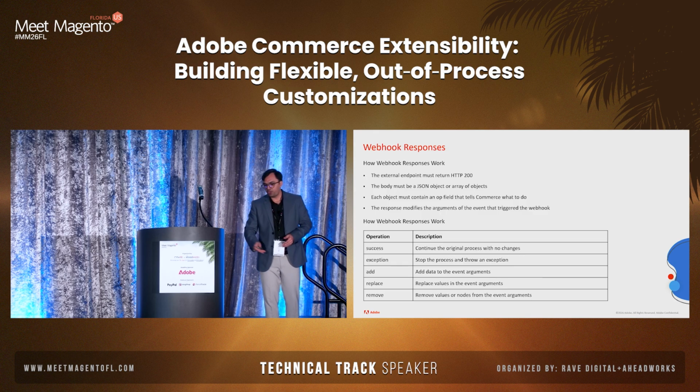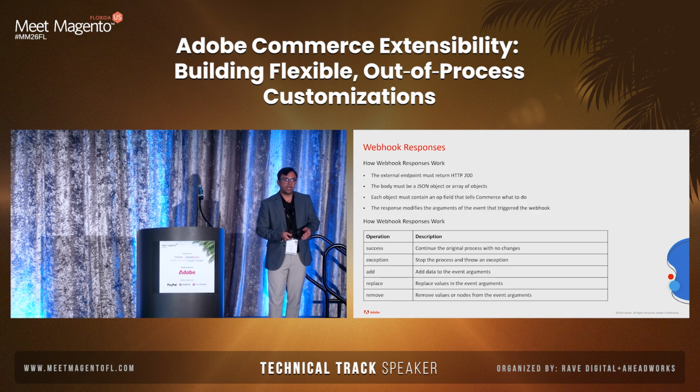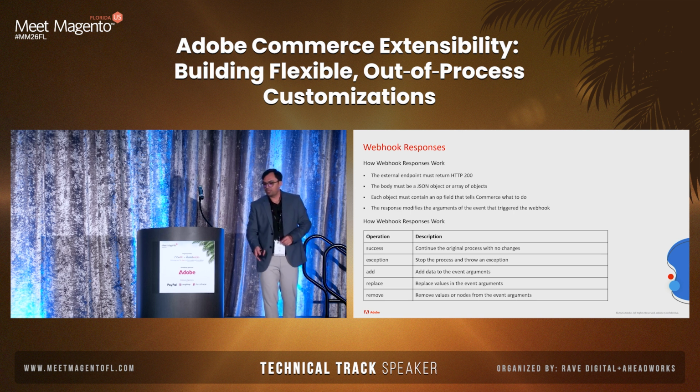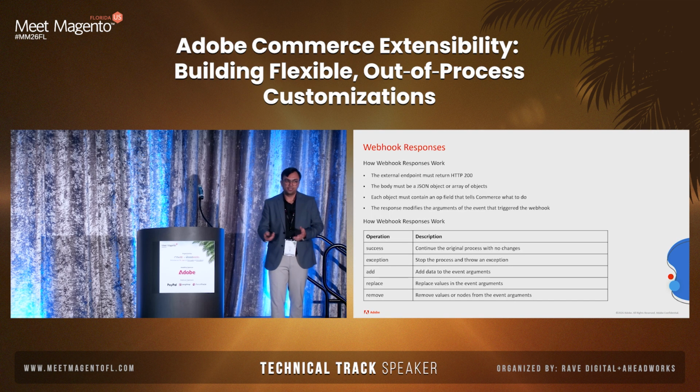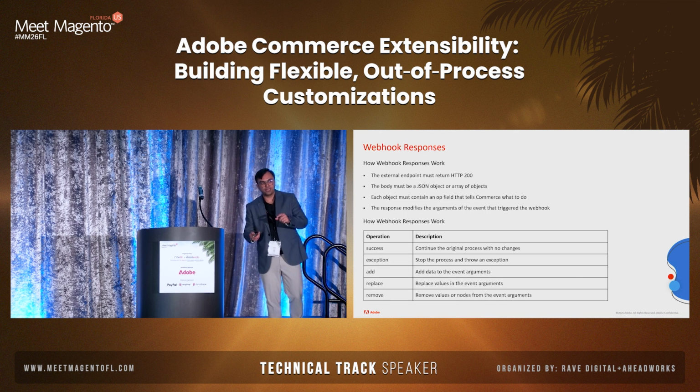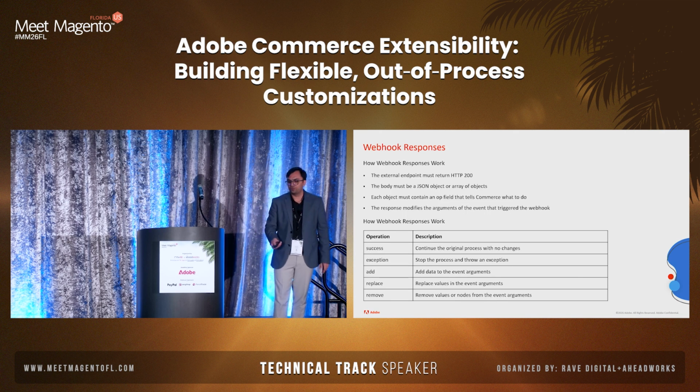There are other operations like add, replace, and remove, which require a path of the object that needs to be replaced, added or removed from the object that the webhook has been configured for. So if the webhook is configured to catalog product save after, and you say, I want this path to be replaced with this value, then you just say replace. If you want to add an object that requires a couple of other parameters, then you just use add. Or if you simply want to remove a certain entity from your response object, then you just use remove.